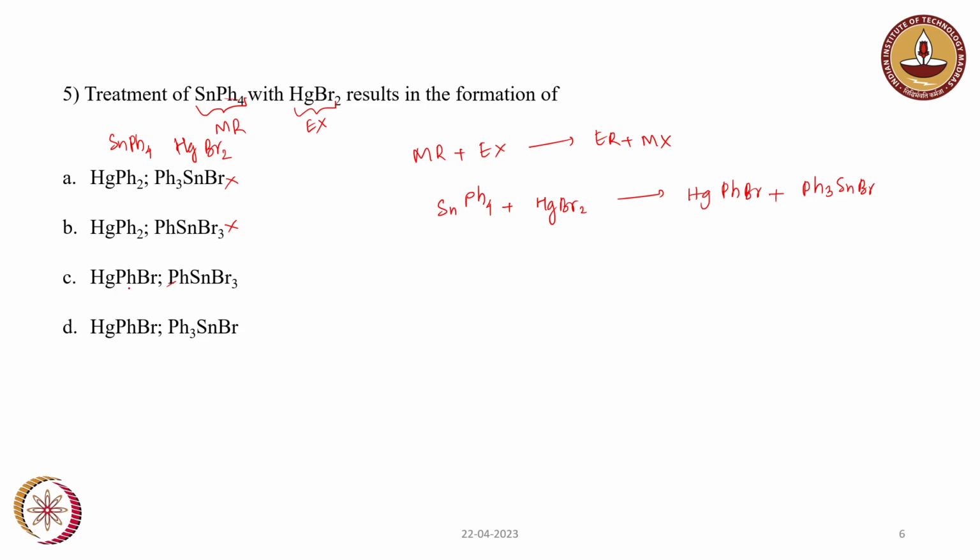Here only one Ph is replaced for Br on HgBr2. So 3 Ph should be present. Here only one Ph is given. So again this is not the answer. And here one Ph is replaced for bromine, and so 3 Ph is remaining and 1 Br is exchanged. So this is the answer. So option D is the answer.